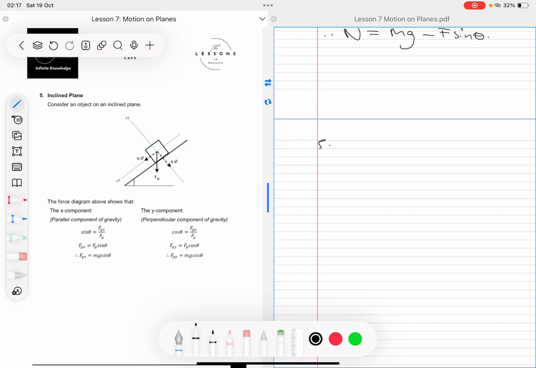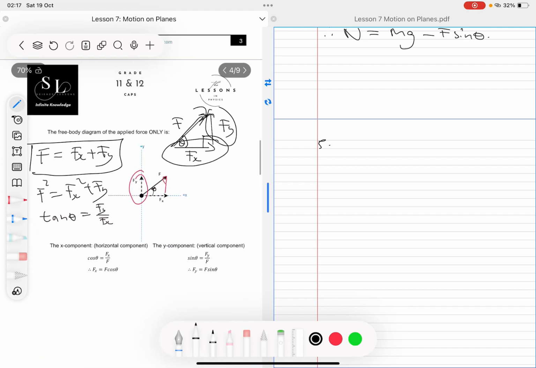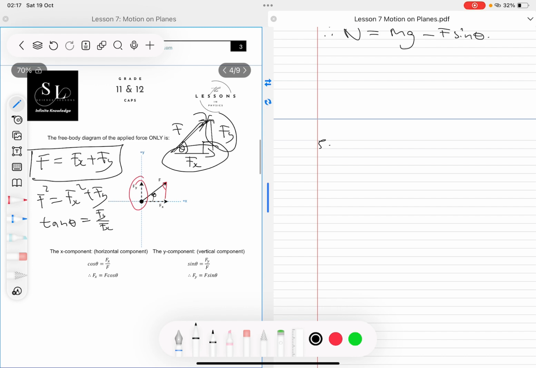Right. Maybe before I move to this, I also want to explain something about components of a force. How does one spot a component of a force? The best way to spot the component of a force would be that if you have a force that is between the x-axis and the y-axis, it's in between, then it must have the x component and the y component.